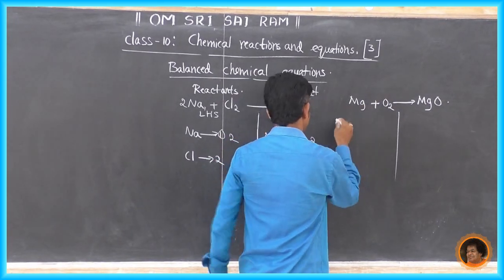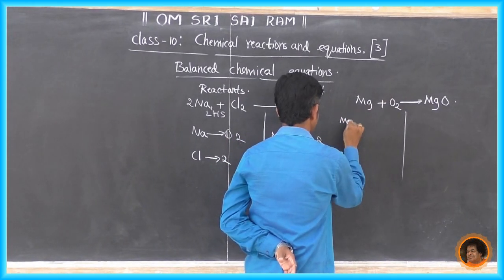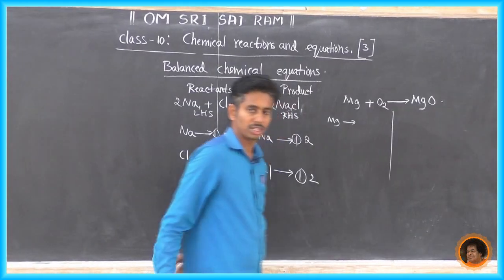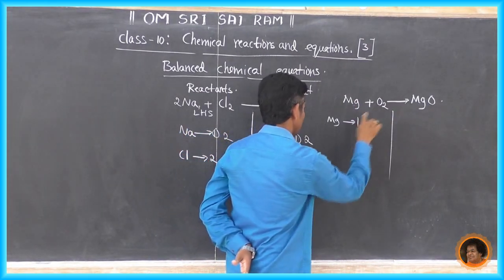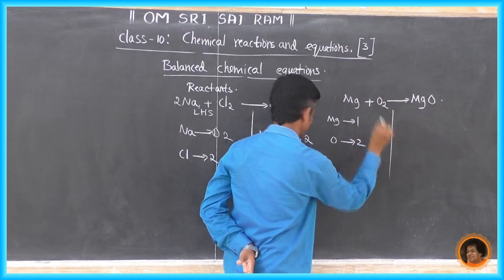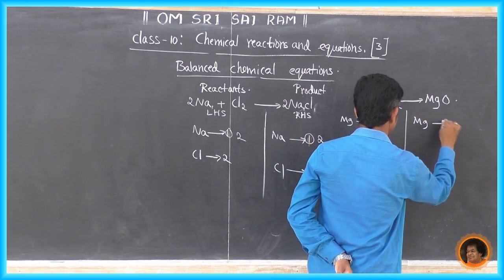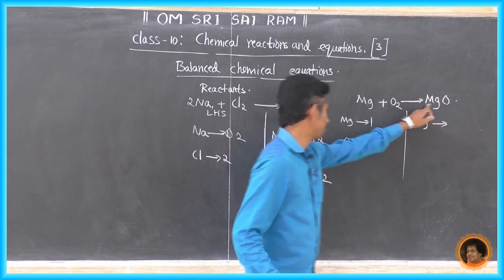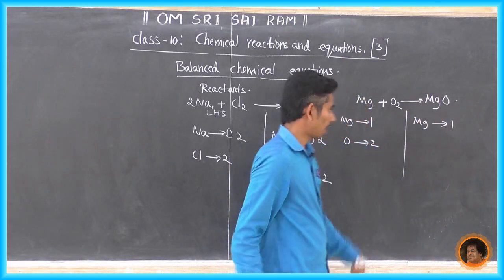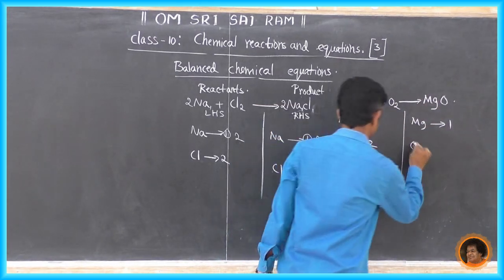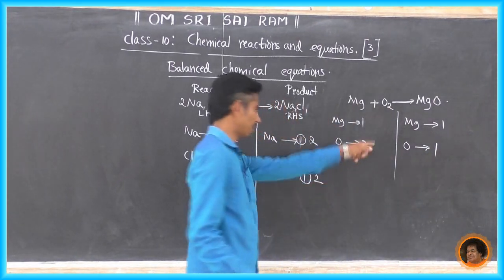Which are the elements present in this magnesium? How many magnesium atoms? Only 1. What about oxygen? It is 2. In the product part, first element is magnesium. How many magnesium atoms? Mg1. So Mg1. How many oxygen atoms are present? Oxygen is 1. Now it is balanced.